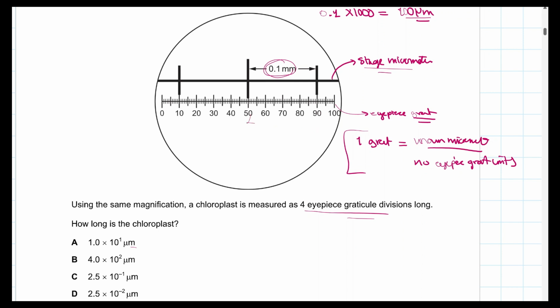Therefore, to know the size of one eyepiece graticule, we take 100 on the stage micrometer, divide by 40, and this is going to give us 2.5 for one eyepiece graticule unit. Now, because the chloroplast measures as 4 eyepiece graticule divisions long, we're going to multiply 2.5 by 4. This is going to give us 10 micrometers, which equals the answer A here. Therefore, the answer is going to be A.